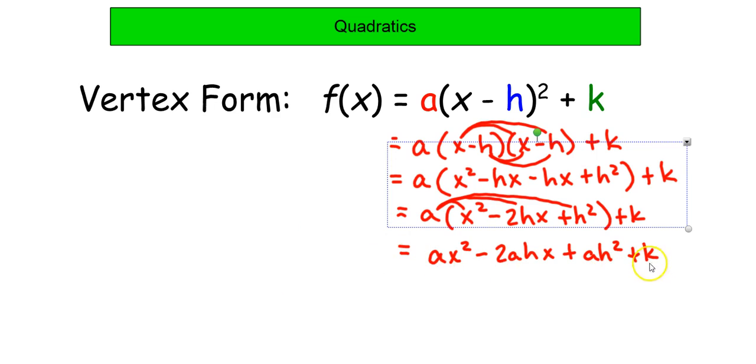And so it looks kind of funky because we've got all these letters in here, but this is just an equivalent form, just like the last couple examples that we looked at of this original function. This one's in vertex form up here. This one down here is in standard form.